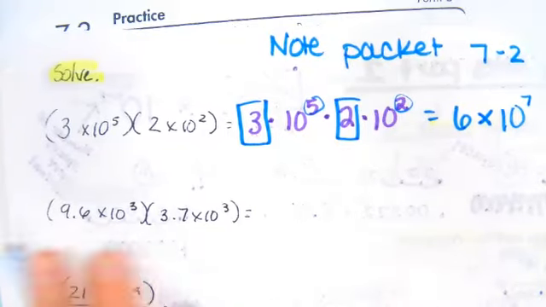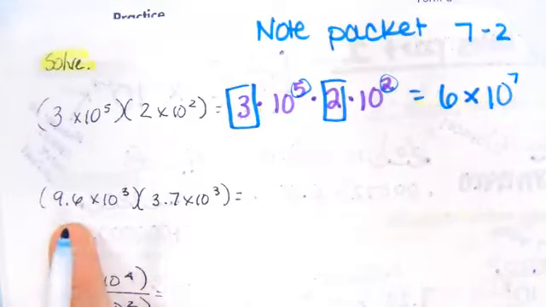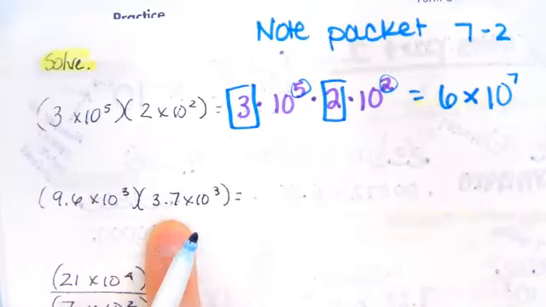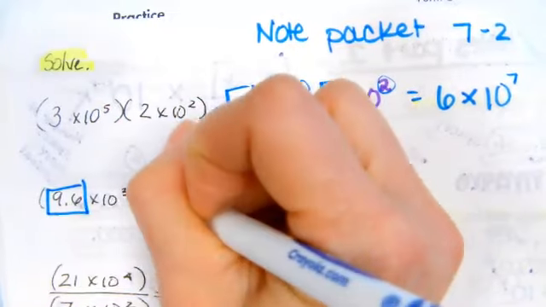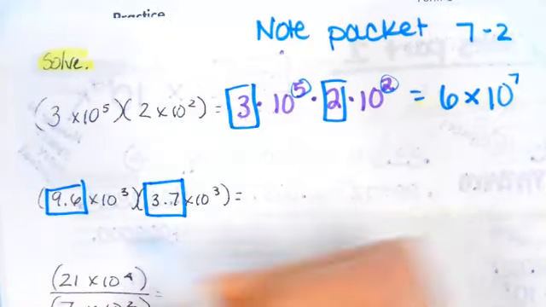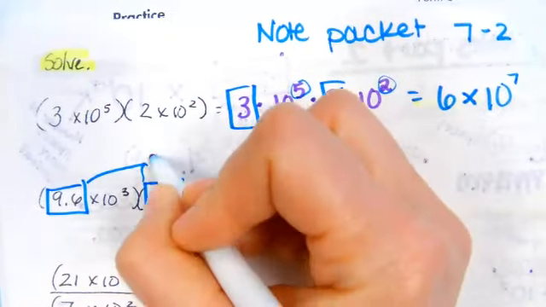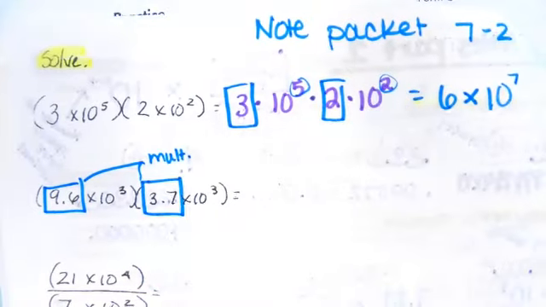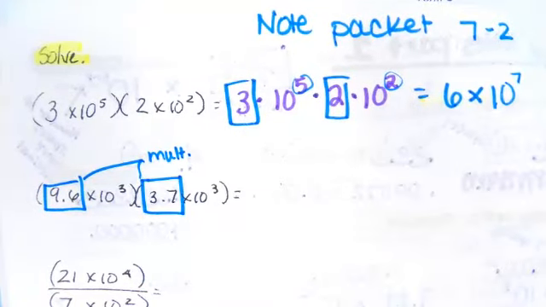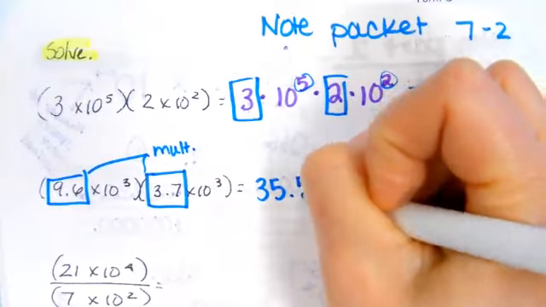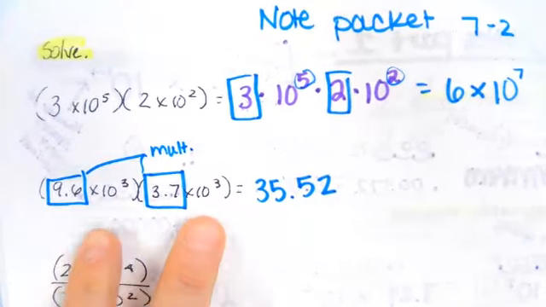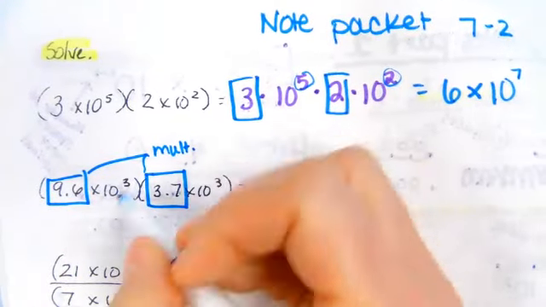So without rewriting it this time, what do you think I do with the 9.6 and the 3.7? David, go ahead. Times them. So go ahead and do that in your calculator real quick. 9.6, we're going to multiply these times 3.7. 0.52? Okay.